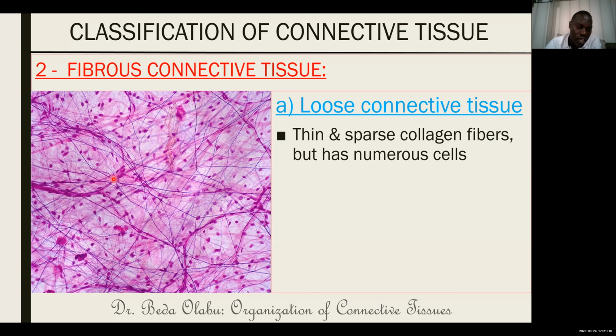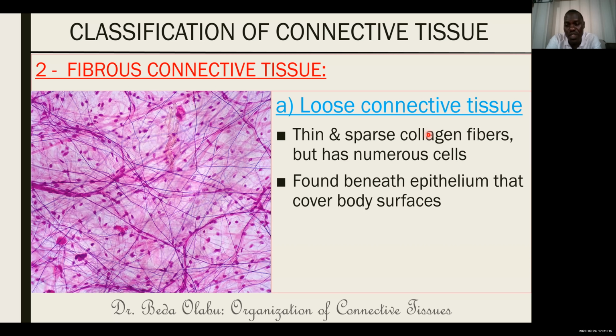This type of connective tissue tends to be found beneath the epithelial lining that covers body surfaces. So we have mentioned regions where there's epithelium. Beneath those epithelial linings, you may find loose connective tissue. I will give you two examples. There's what you call lamina propria. Lamina propria is the loose connective tissue beneath the epithelium of the digestive as well as respiratory tree. The loose connective tissue beneath the epithelium in digestive and respiratory tree.